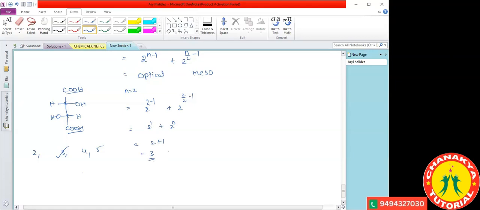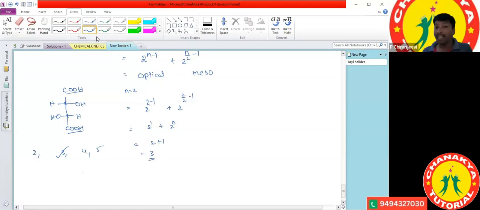Yes, sir. Now, to make you confused, in this only they are asking different questions. What is the other question they're asking? What is the total number of optical isomers exhibited by the given compound? How many optical isomers are there? How many optical isomers and how many meso isomers are exhibited by the given compound?